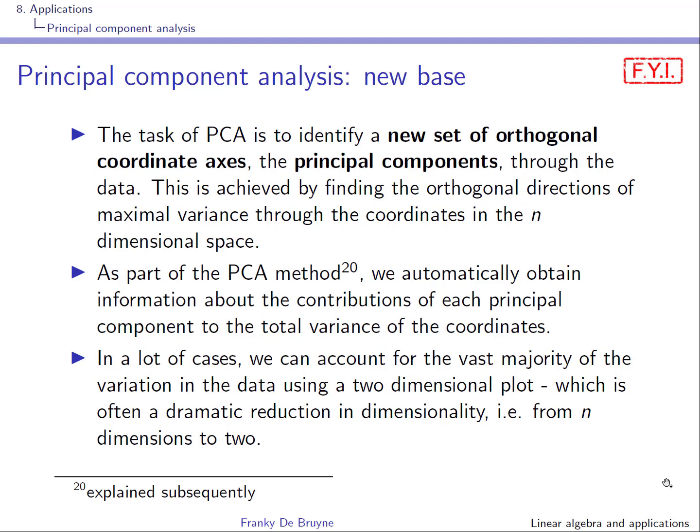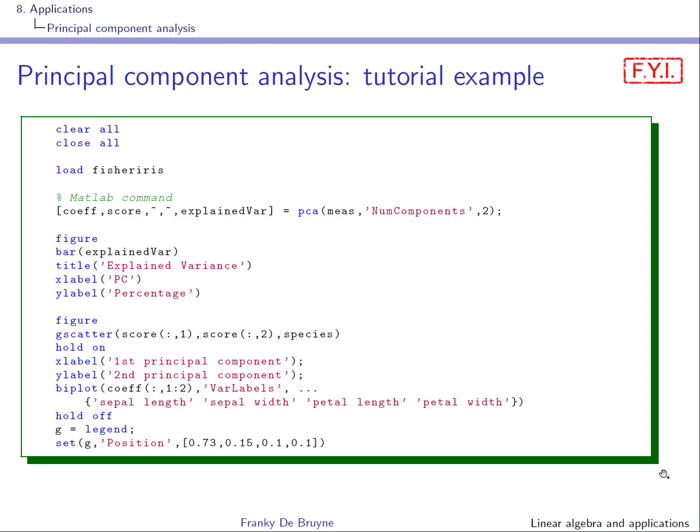Then when you rewrite your data in terms of these new coordinate axes, in lots of cases we can account for the vast majority of the variation in the data using only the first 2 coordinates, and we forget about coordinates 3 to n. This means that we can represent things again in a 2-dimensional space, in a 2-dimensional plot. So this is how we do this in Matlab.